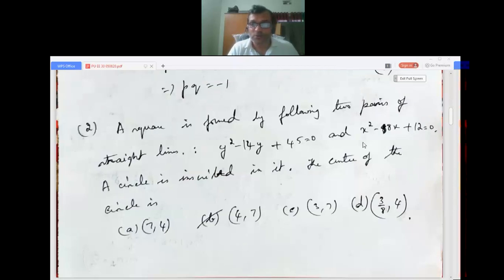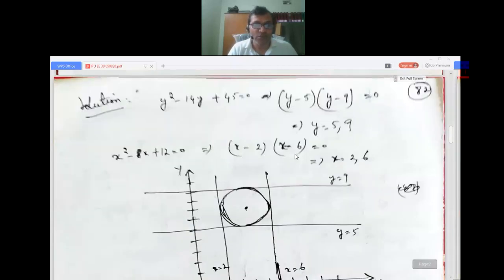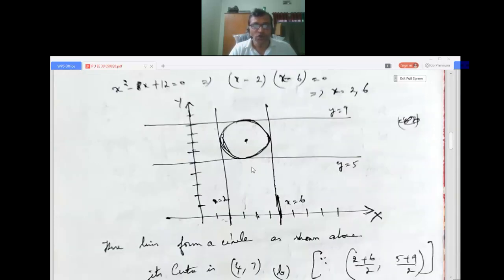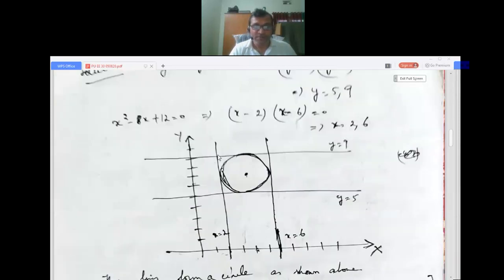And I take the other equation, x squared minus 8x plus 12 equals 0. I factorize it, I will get x equals 2, 6. So y equals 5, 9 means it is a line parallel to the x axis. Y equals 5, y equals 9. X equals 2, x equals 6 means it's a line parallel to the y axis. So then we get a square here, and the circle is inscribed inside that square.